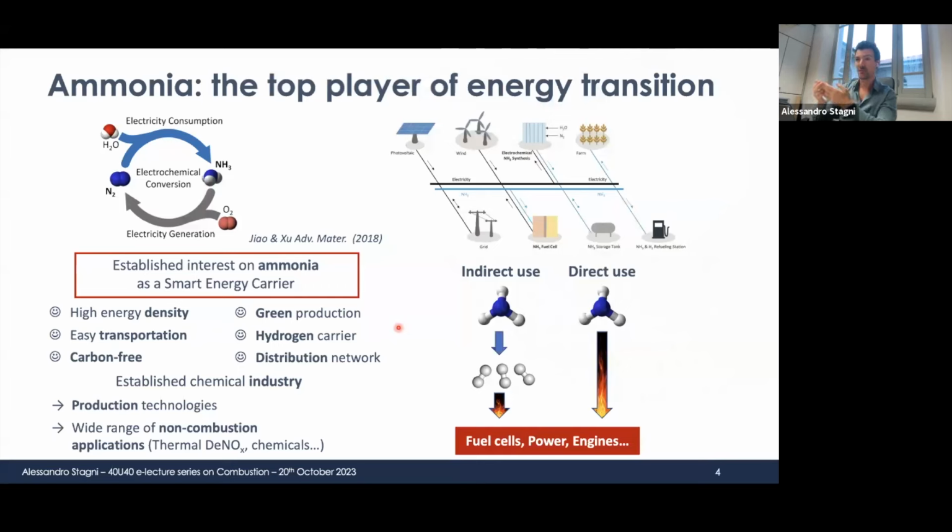The second reason why ammonia has become very important in the latest years is its historical use in the chemical industry. For more than 100 years, ammonia has been used in fields totally different from combustion, for example fertilization. So there is a lot of established production technology, and it's used, as I already said, for non-combustion applications or other technologies which are also familiar to us, like thermal deNOx for the abatement of nitrogen oxides.